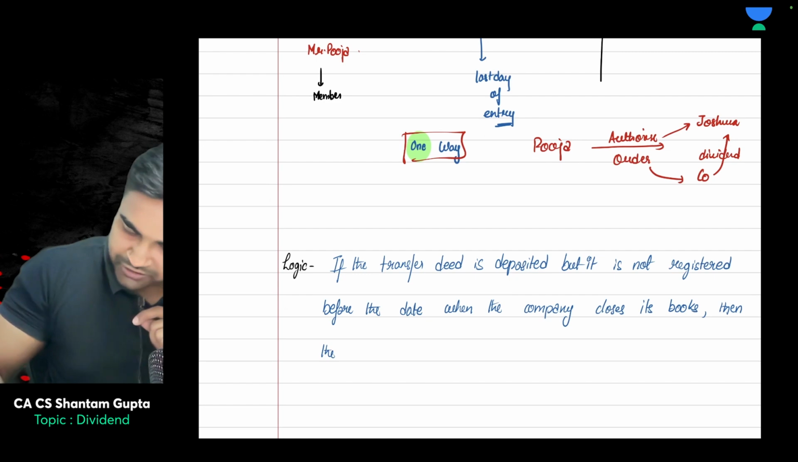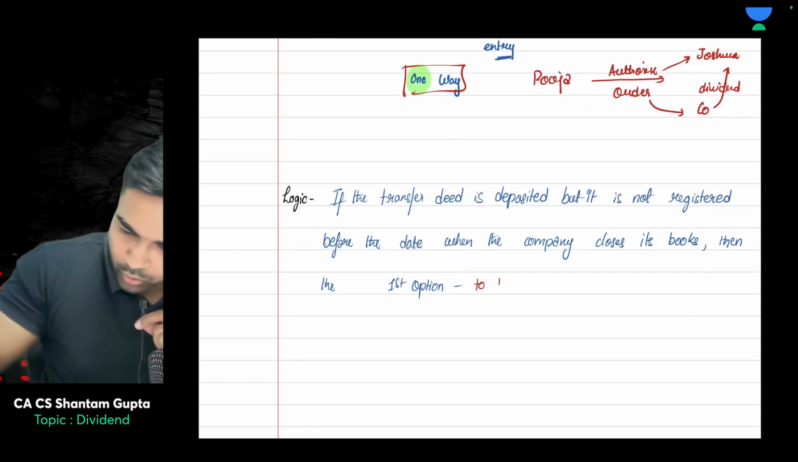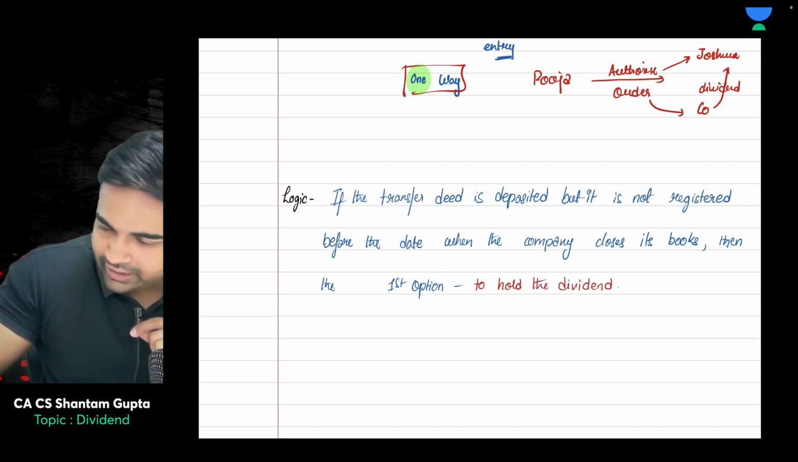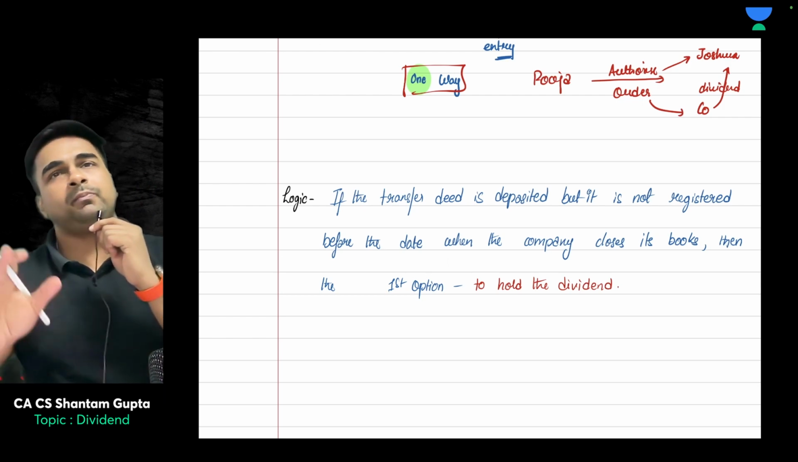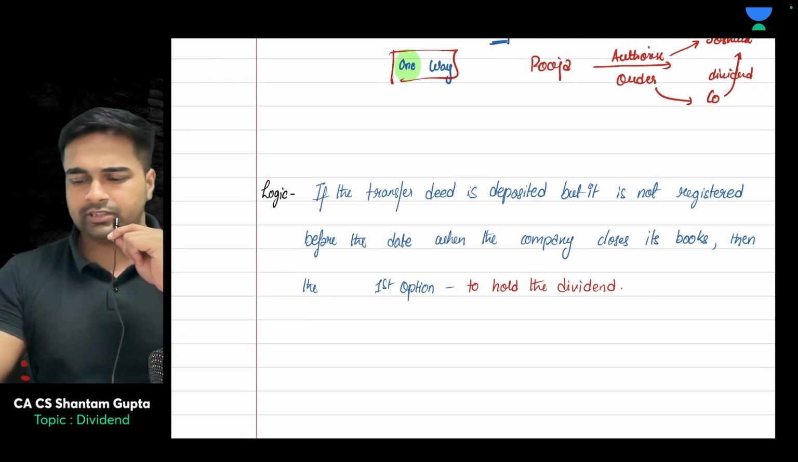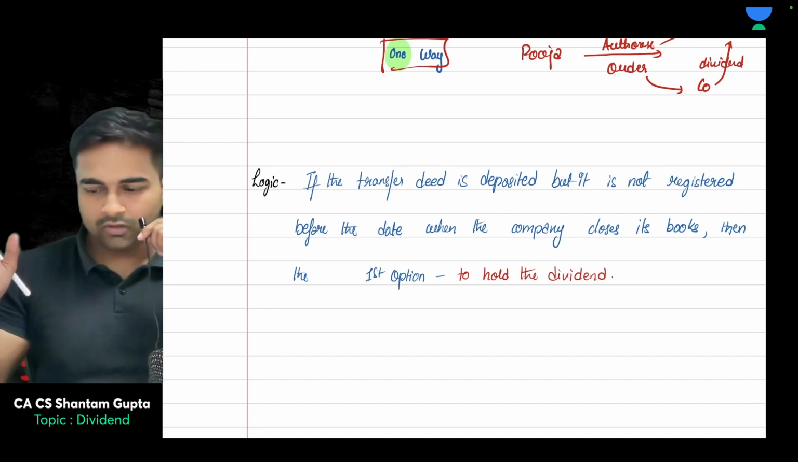the first option is to hold the dividend. See, the first option obviously will be the most convenient one. They are advising the company, please hold the dividend. Don't pay it. Simple. You are having problem, don't give. Let the shareholder go to hell. As simple as that. Okay.